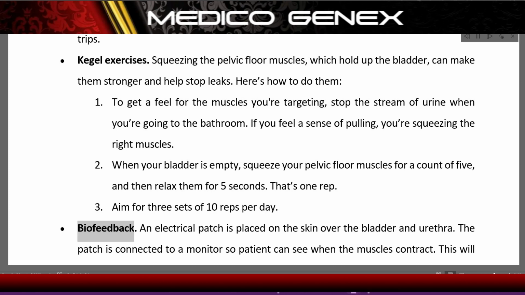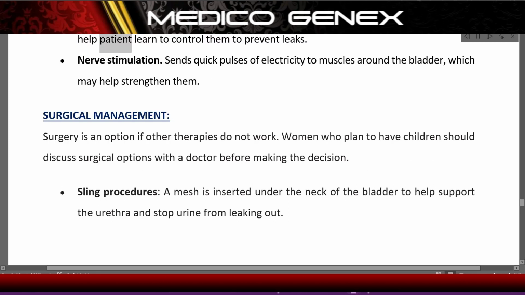Biofeedback. An electrical patch is placed on the skin over the bladder and urethra. The patch is connected to a monitor so the patient can see when the muscles contract. This will help the patient learn to control them to prevent leaks. Nerve stimulation. Sends quick pulses of electricity to muscles around the bladder, which may help strengthen them.